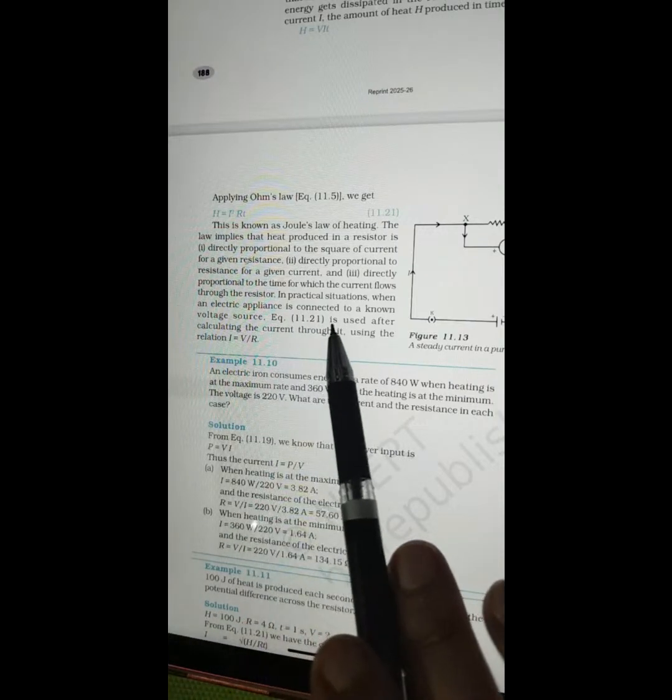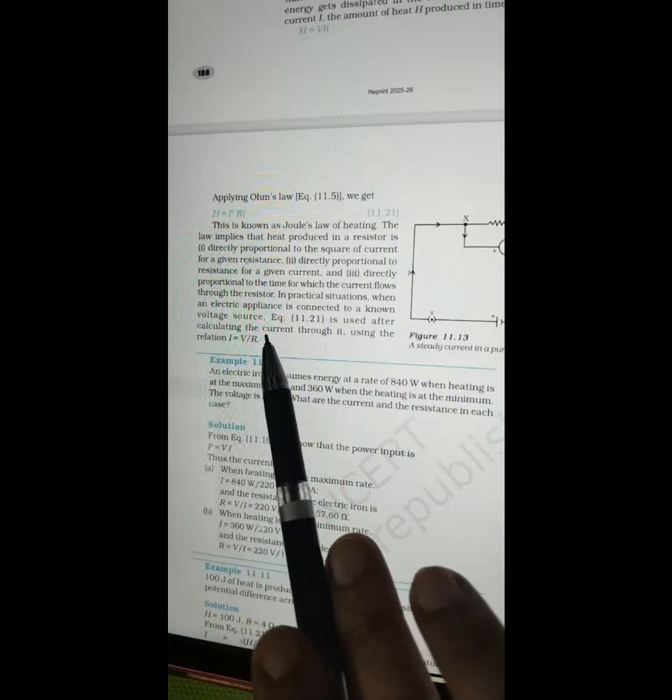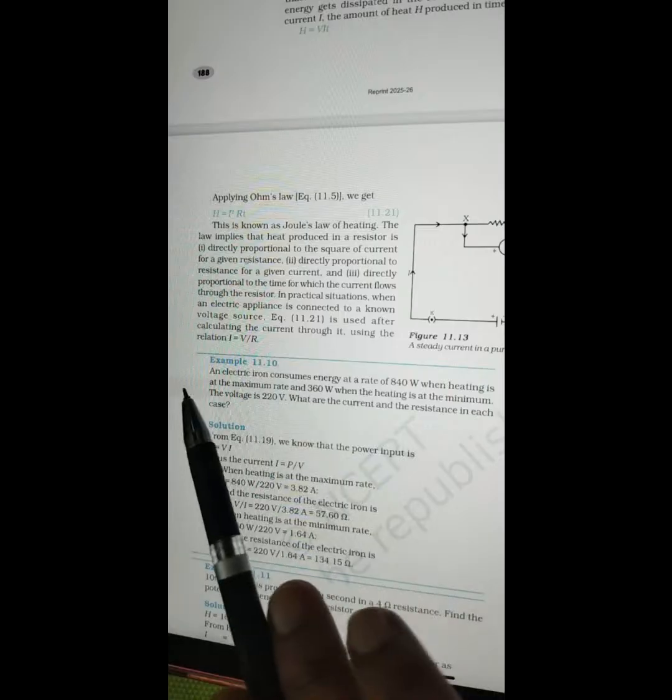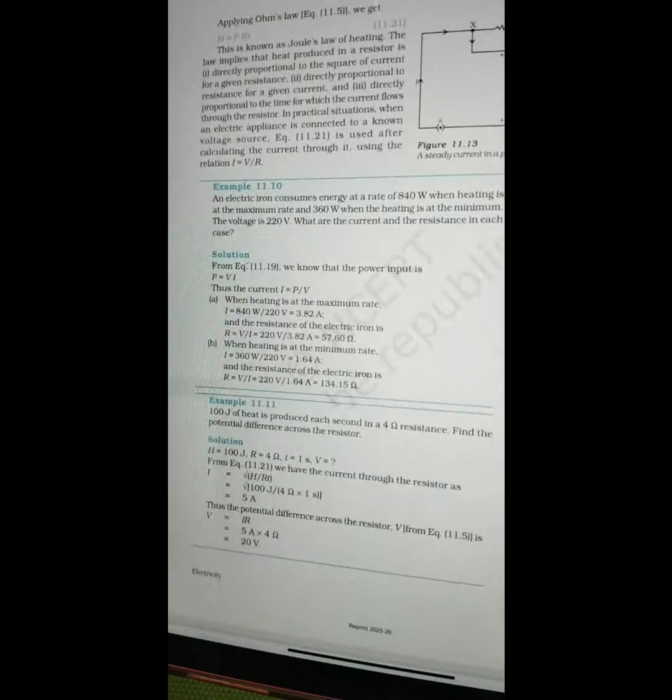In practical situations, when an electric appliance is connected to a known voltage source, equation 11.21 is used after calculating the current through it using the relation I equals V by R.